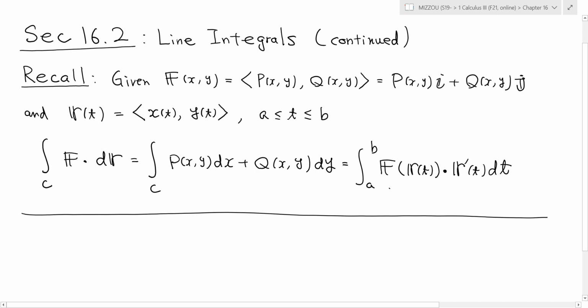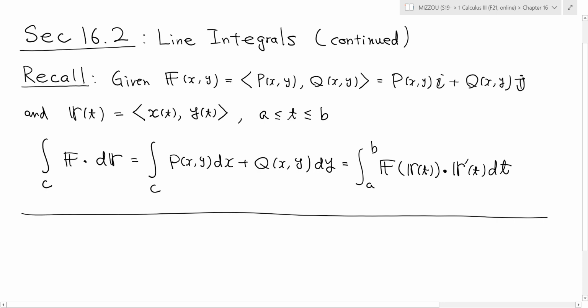Namely, you basically plug the parameterization into the vector field you integrate. That means you plug this x and this y into the x and y's here and here. That's what this means. And then you take the dot product with the derivative of r of t, namely you differentiate x and y respectively, and you get the vector, and then you take the dot product. So this whole thing is a scalar. It's a scalar valued function of t, and then you integrate with t from a to b. So that's the way to compute a line integral.